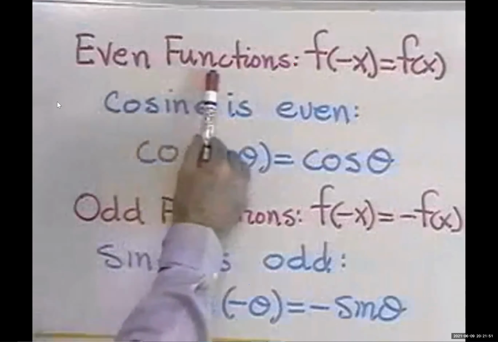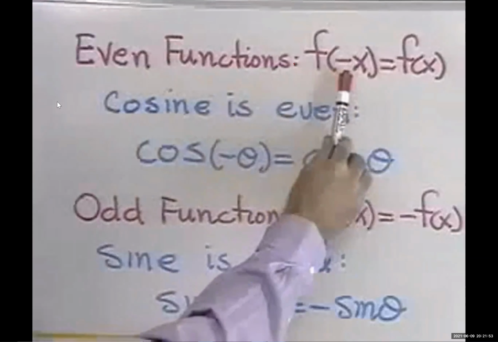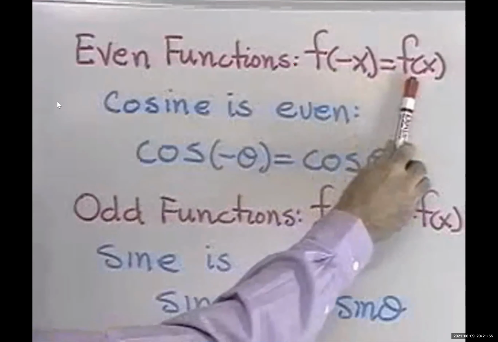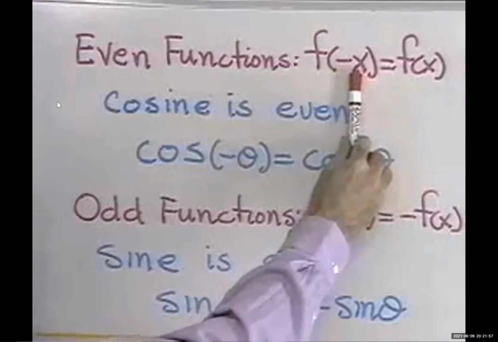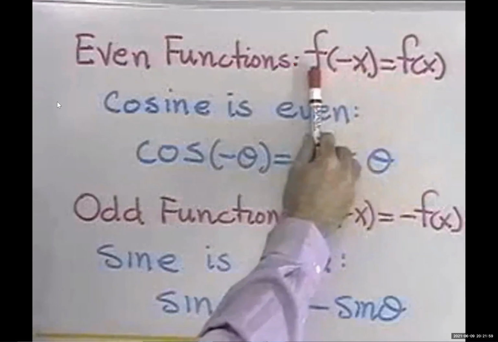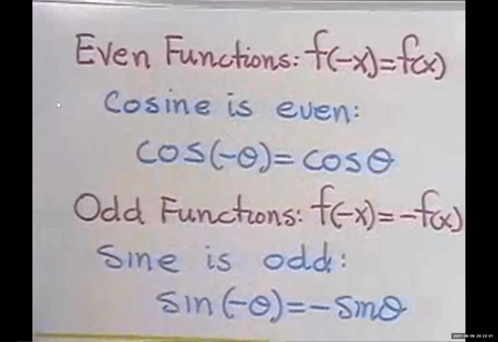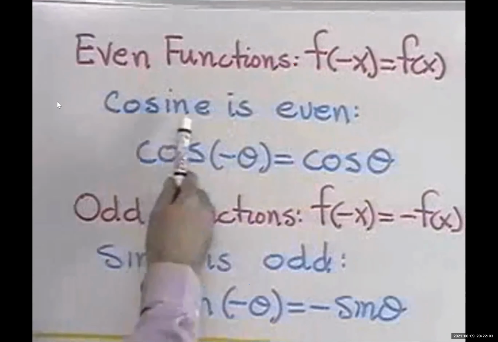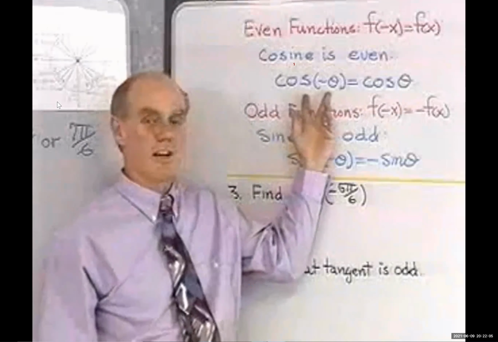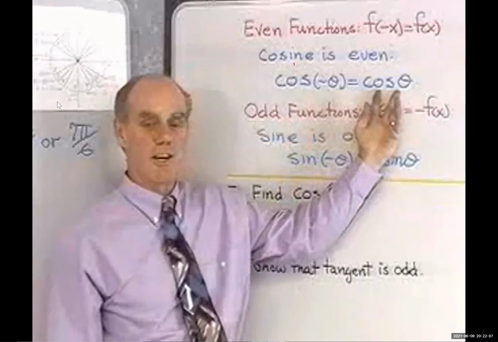Remember from algebra, an even function is a function for which f of negative x is always equal to f of x. So you can replace x with negative x, and it doesn't change the function values. If that's the case, you have what's called an even function. Now, cosine is an even function because the cosine of negative theta and the cosine of theta are exactly the same thing.